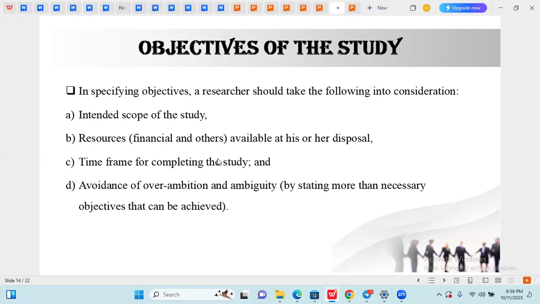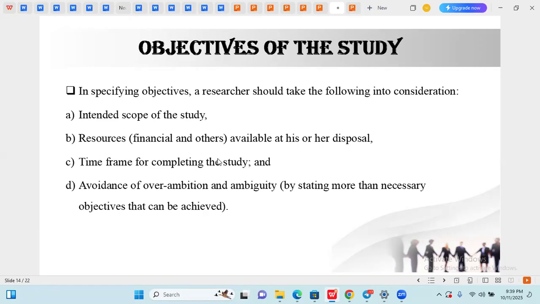Don't pick objectives that require both qualitative and quantitative research methodology when you have limited time, because you are going to have a problem. Qualitative takes more time, both in data collection and analysis. Quantitative takes time too, because you have to code, you have to input, and a lot of things. I said you should use Excel to collect your data.